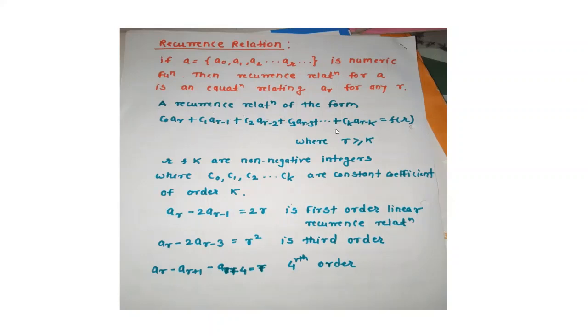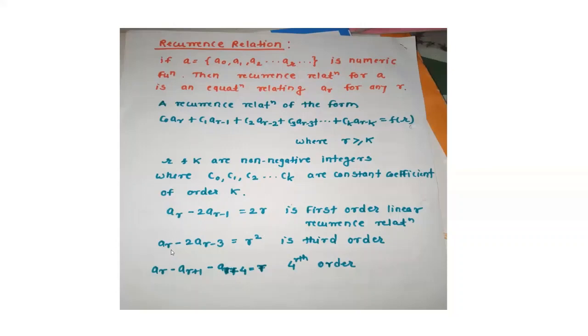This is one kind of form of a recurrence relation. So here R and K are non-negative integers, where C0, C1, C2, up to Ck are the constant coefficients of order K. So here, what is this order? Suppose AR minus 2AR minus 1 is equal to 2R. What is the order of this equation? What is the value of K? The highest value of K is 1.